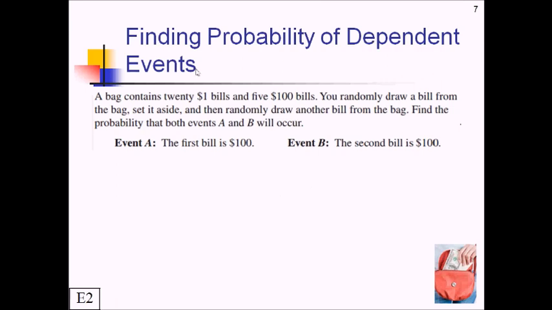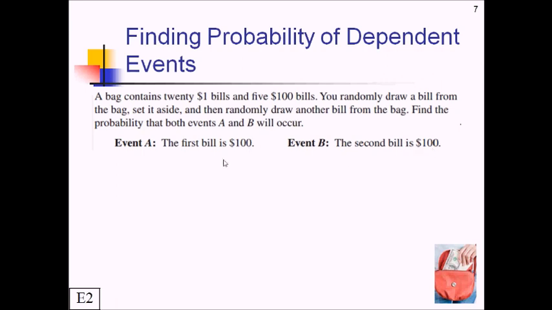Let's take a look at another example now to hopefully clear up any questions you might have on this whole dependent event idea. So we have a bag with $1 bills and $100 bills. Nice. We randomly draw a bill from this bag, set it aside, and then randomly draw another bill from the bag. Find the probability that the first bill is $100 and the second bill is $100.